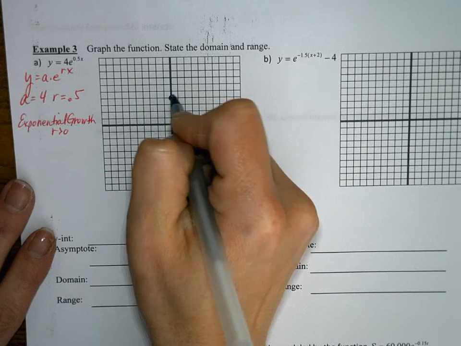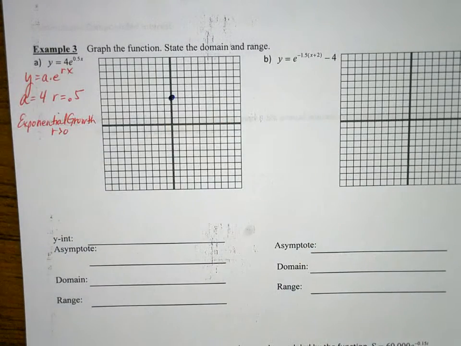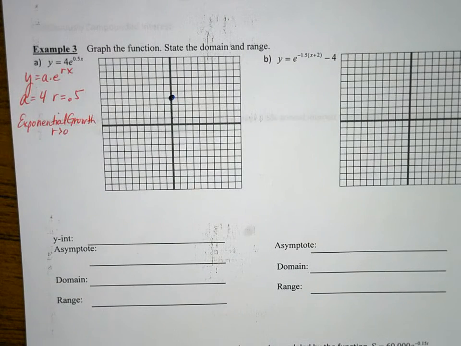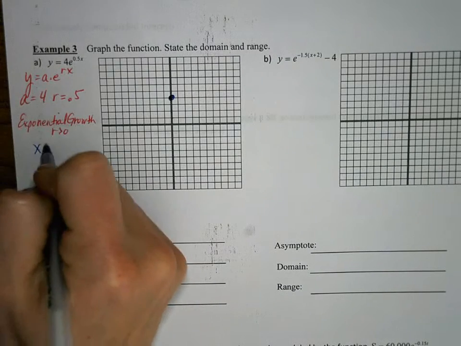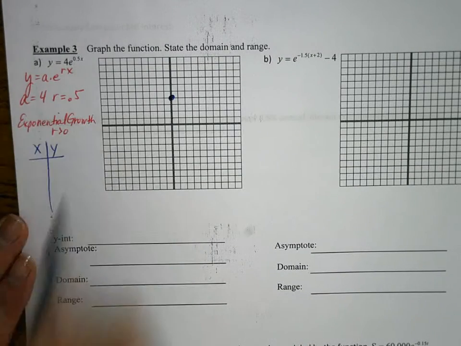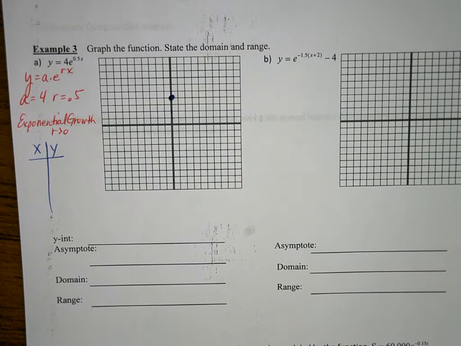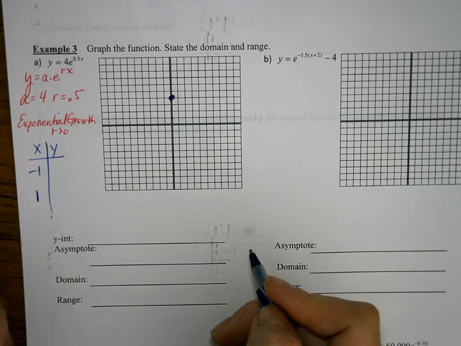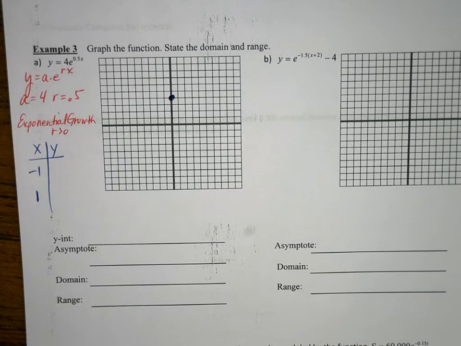Now, here's the deal. We know that my graph is going to go like this, but to make sure that we are as accurate as possible, I want you to find at least 2 other points on this graph, and it's not as easy as when we have a times b to the x. So I probably would find -1 and +1. All right, get out your calculators. They're going to be decimals. They're going to be messy.